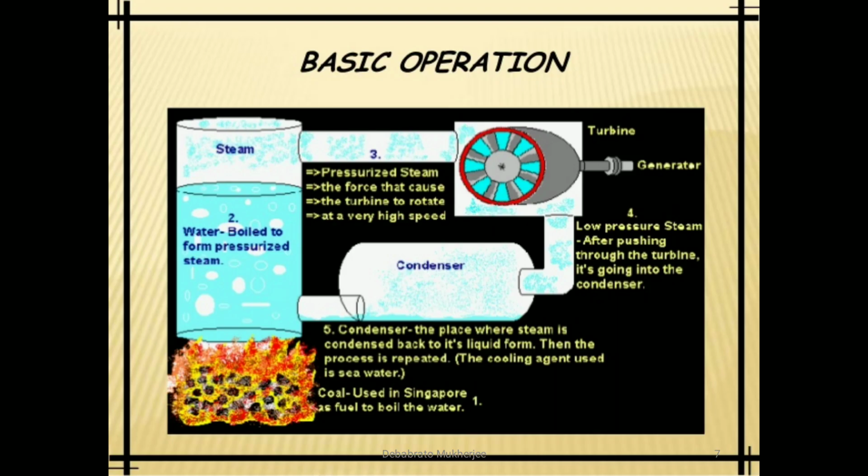Next, basic operation. You can see coal is heated in the boiler tank, where there is water which is boiled in such a way that steam is produced. Steam is pressurized steam, the force that causes the turbine to rotate at a very high speed. After pushing the turbine, it goes into the condenser, where the steam is condensed back to its liquid form. The process is repeated and it is fed to the boiler.